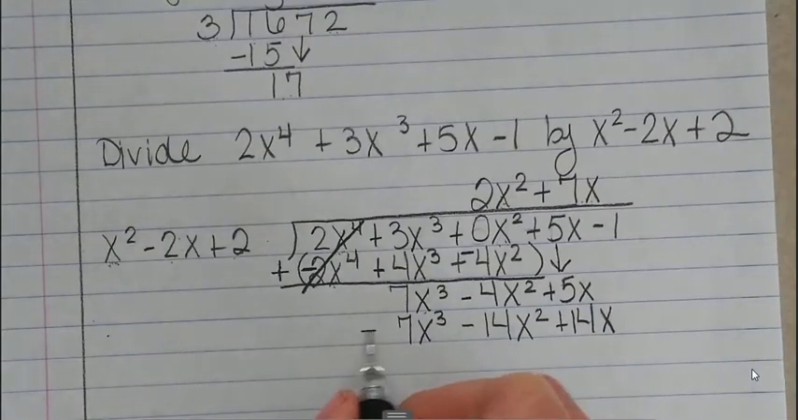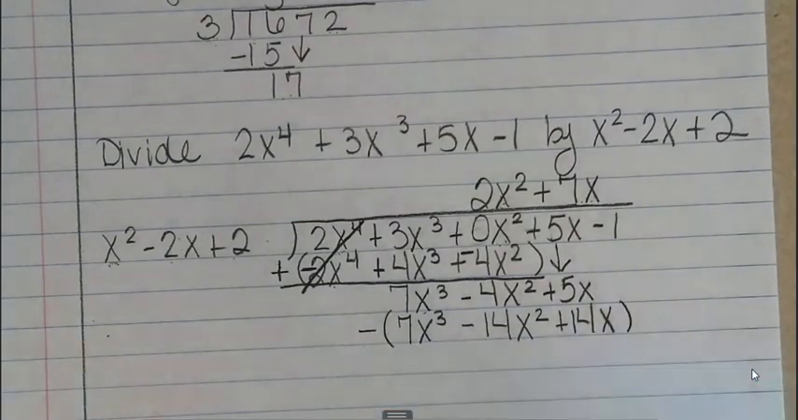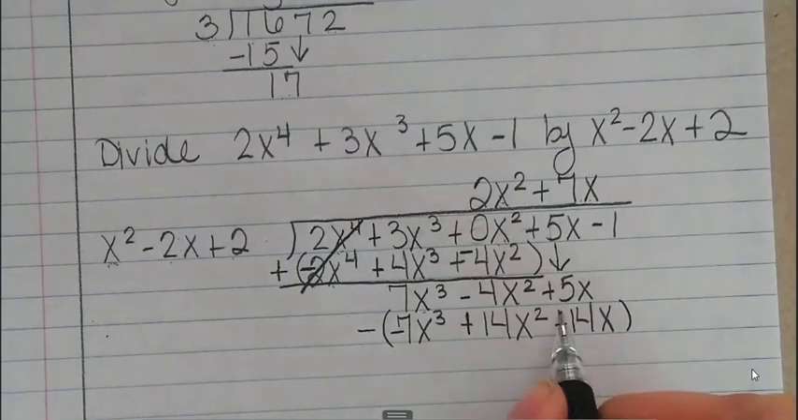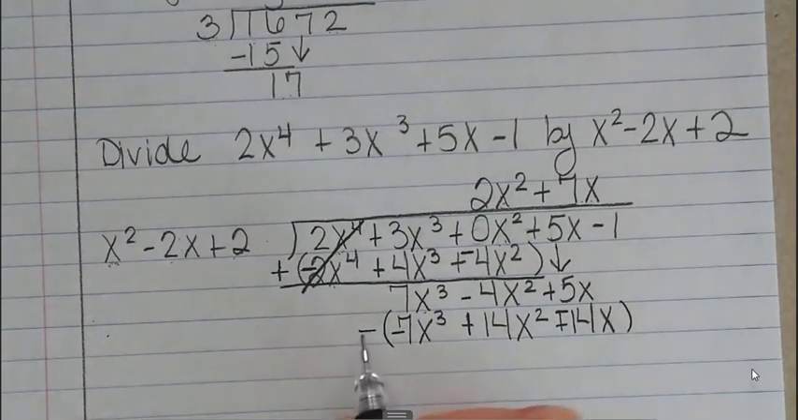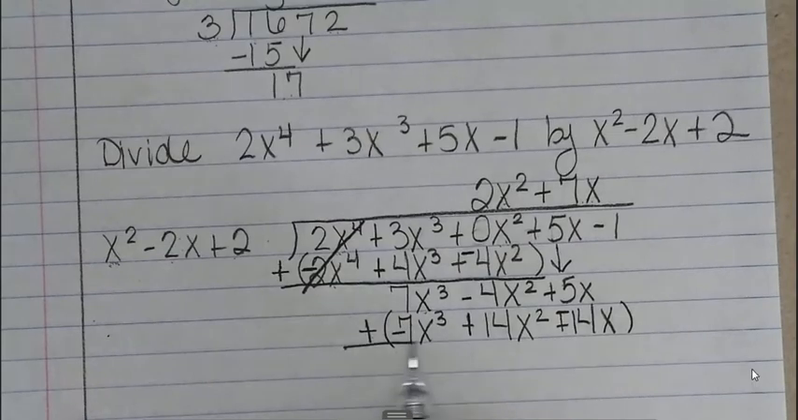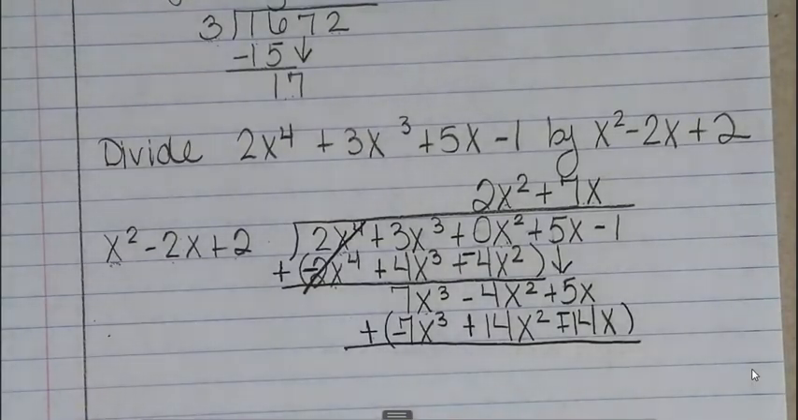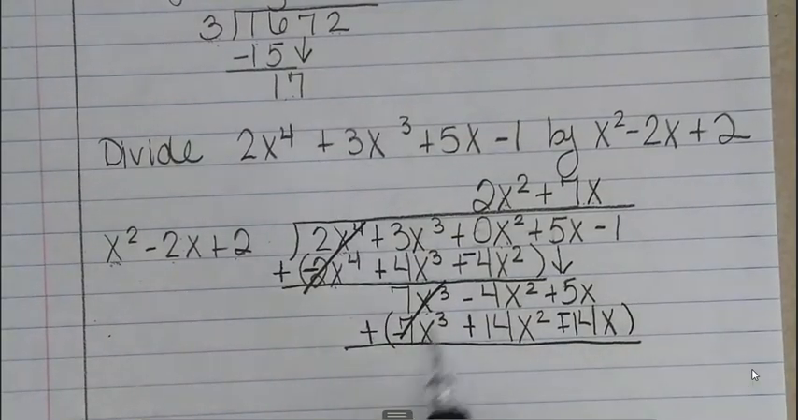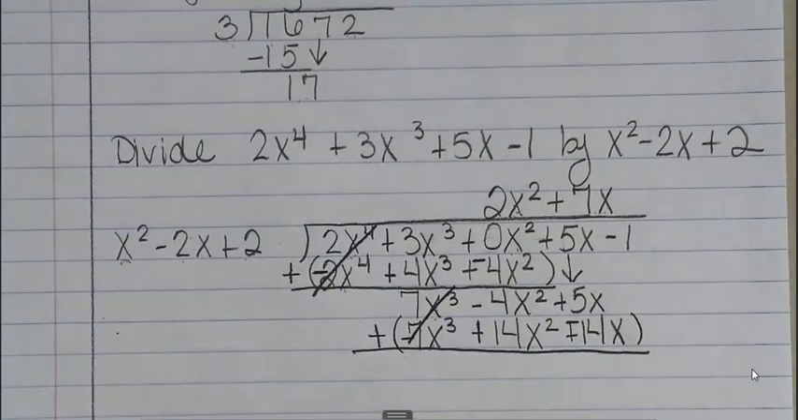Okay, again, I subtract the entire quantity here, which means I'm taking the opposite of each of these terms. So that becomes a negative 7x cubed, a positive 14x squared, and a negative 14x. Change that to a positive so I know, hey, now I'm just adding these together. 7x cubed, negative 7x cubed, gone. Again, that's my goal. Those first terms always want to cancel out.